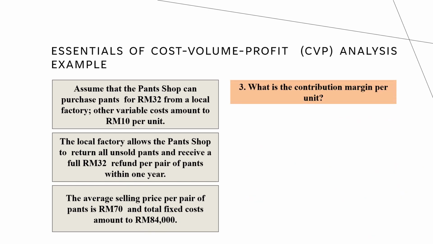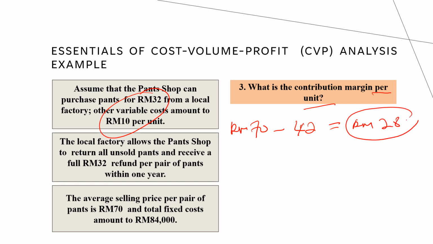Okay, now the question asks you what is the contribution margin per unit. So the question asks you in terms of per unit. What information you have now is the selling price of 70. You minus this 42 thousands, and then you get 28. So this is the contribution margin per unit.